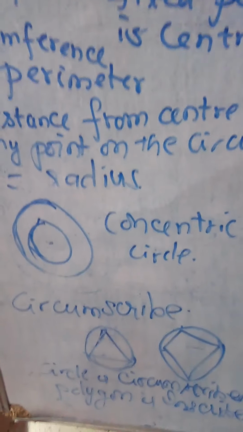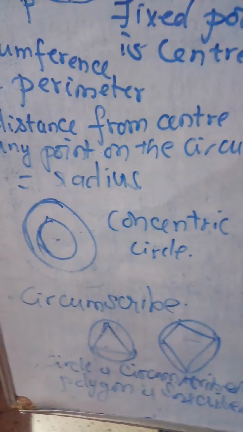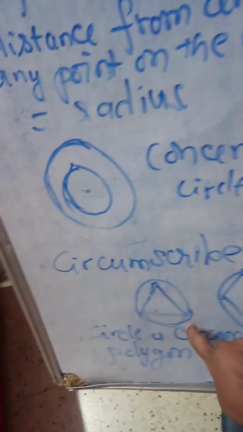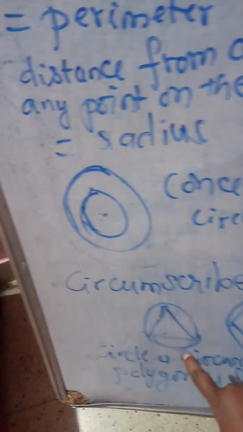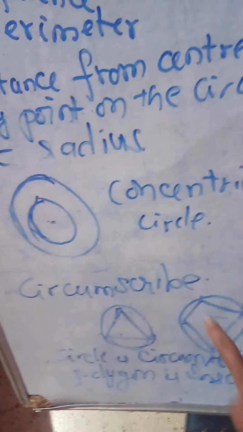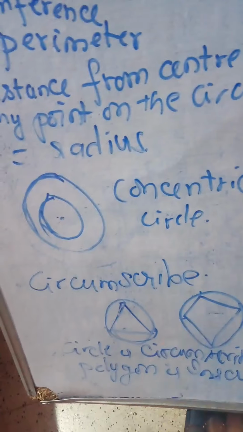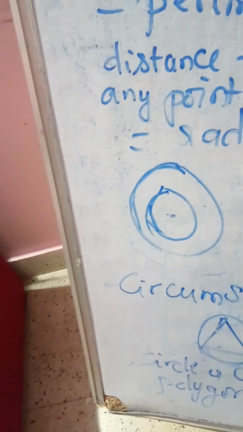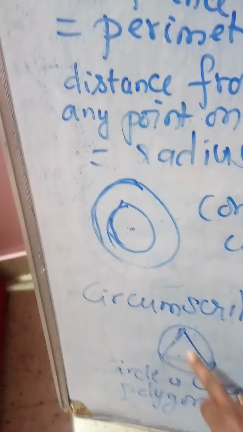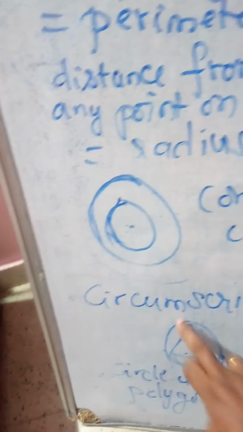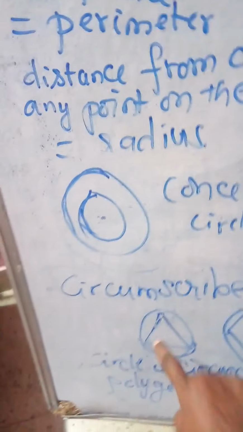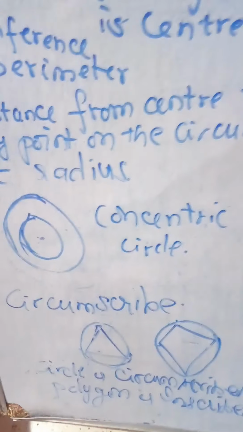Next is circumscribing a circle. See here, when you draw a circle around a polygon like this, this year you learn how to draw a circle around a triangle, circumscribing a triangle. In the same way here we have circumscribed a circle around a polygon. Now this circle is called circumscribed. Whereas the triangle and the quadrilateral drawn inside the circle, the polygon is inscribed, because it is inside the circle.